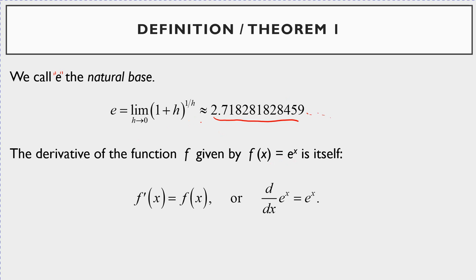So what we want to now focus on is the derivative of e. So the derivative of a function f given by f of x is equal to e to the x. Okay, so this is our function, is itself. So it turns out that the derivative with respect to x of e to the x is just e to the x. Okay, that's actually one of the easiest derivatives we would have in this course.